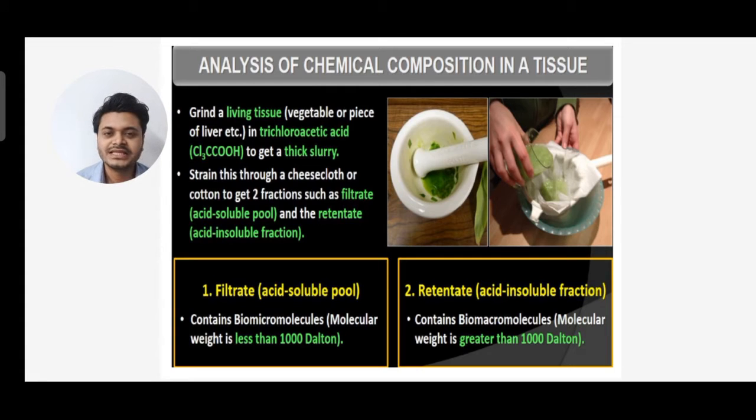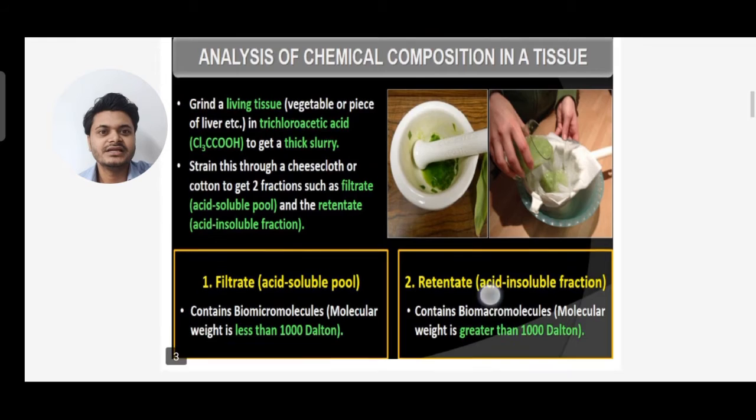So in this slide we have understood that in the acid soluble pool, or the filtrate, biomolecules are present with molecular weight less than 1000 Dalton, whereas in the retentate, or acid insoluble fraction, biomacromolecules are found with molecular weight greater than 1000 Dalton. Now let's proceed with the next slide.